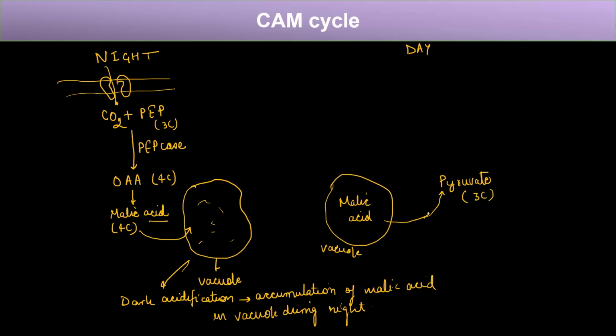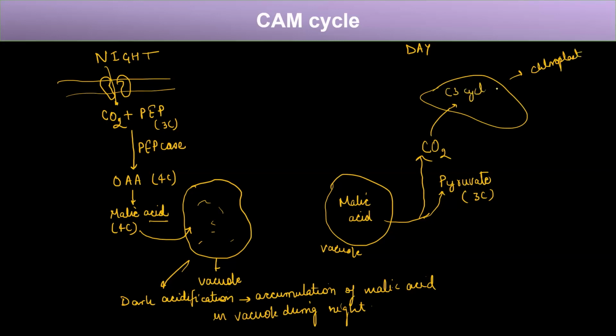It is a 3 carbon molecule. Then that leads to the release of what? That leads to the release of carbon dioxide. And this carbon dioxide then goes to the chloroplast, right? And in the chloroplast, what happens? In the chloroplast, the C3 cycle takes place. So although the name of the cycle is CAM cycle, it ultimately ends up in the C3 cycle in the chloroplast.